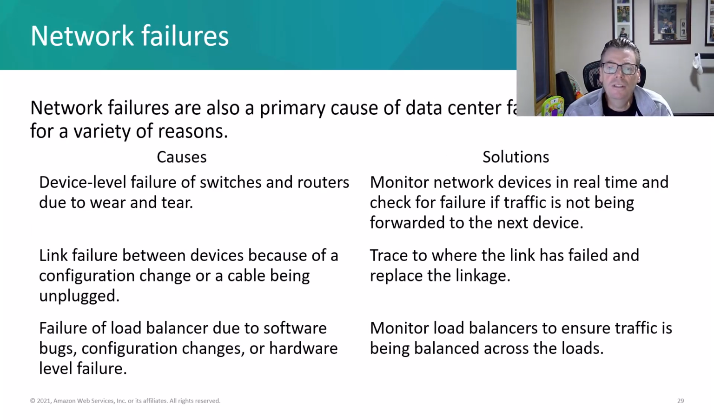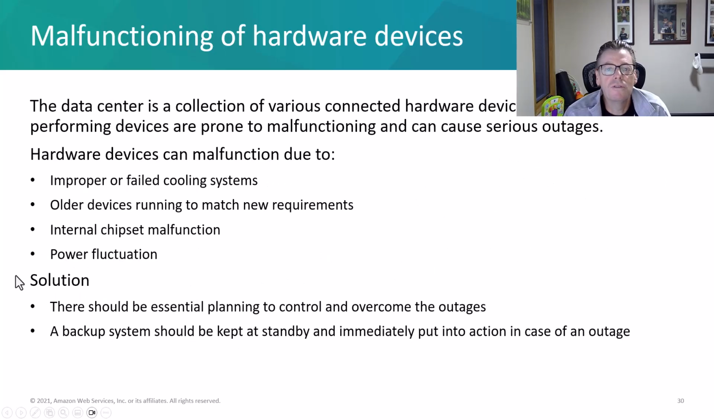Network failures. This can have a different set of issues. We can have device level failures of routers and switches due to age, essentially. We can have a link failure between 2 devices. It could be a result of a configuration change, could be a cable being unplugged. We could have a load balancer that fails, right? Then they've got a list of solutions that go along with those.